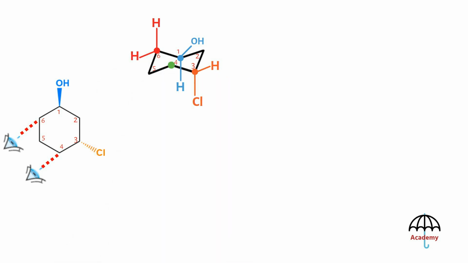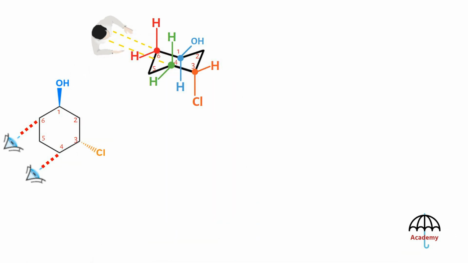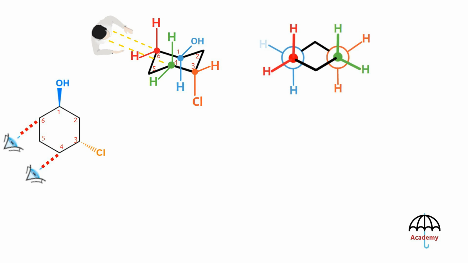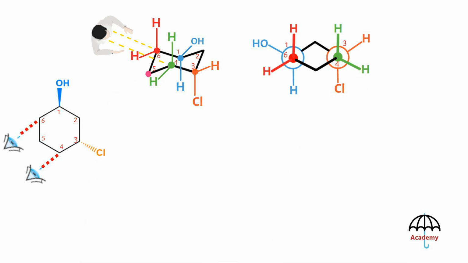C6 and C4 have hydrogens only. Now when we look through C6-C1 bonds and C4-C3 bond, the Newman projection appears like this. Hydroxyl group at C1 takes equatorial up position. Chlorine at C3 takes axial down position. C5 is on front and pointing down. C2 is on back and pointing up. Thus, in the Newman projection, these are axial up positions and these are axial down positions. These are equatorial up positions and these are equatorial down positions.